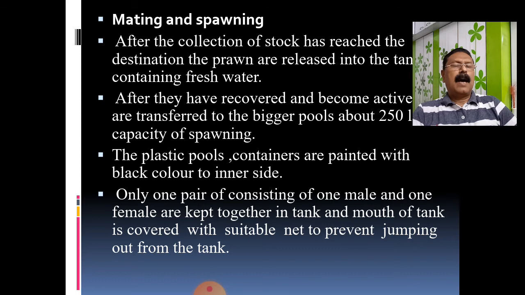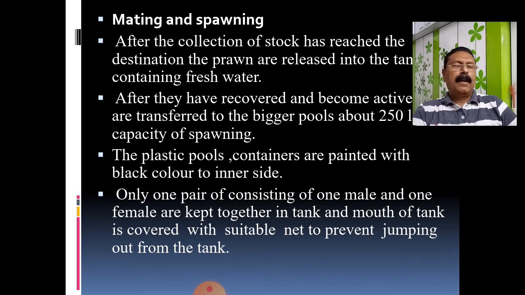Large containers are generally used for the purpose of spawning. So the spawning takes place in the container. About 250 liter capacity containers are required, or you may call them plastic pool containers, for the purpose of spawning.